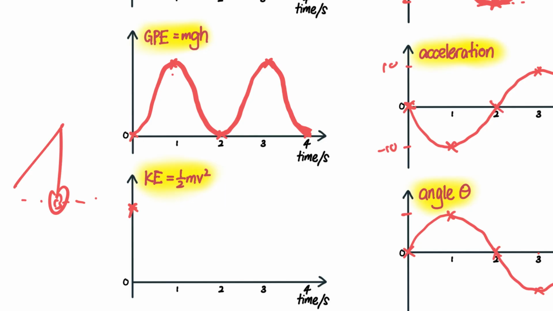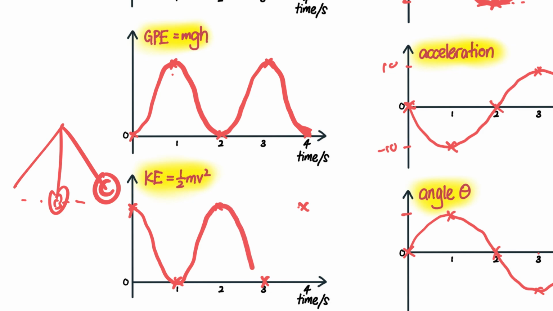So at time equals 1 second, which is at point C, it is momentarily at rest. So the speed is 0, KE will be 0. So as mentioned, it will be just the opposite. So the graph will look like this. And that's how you draw the kinetic time graph.